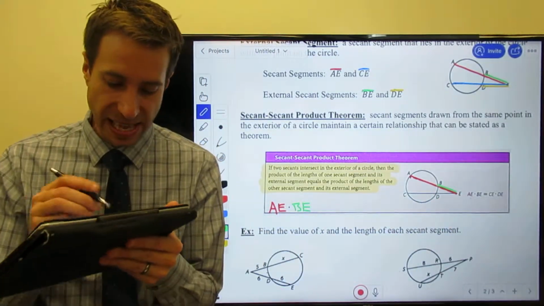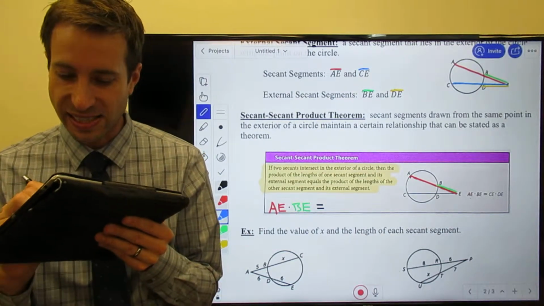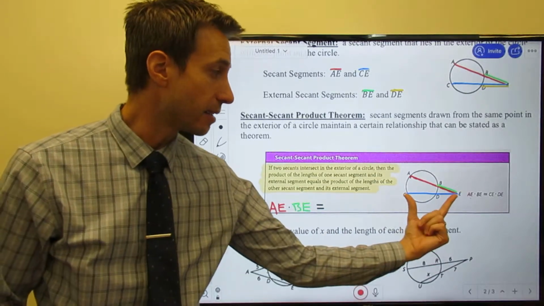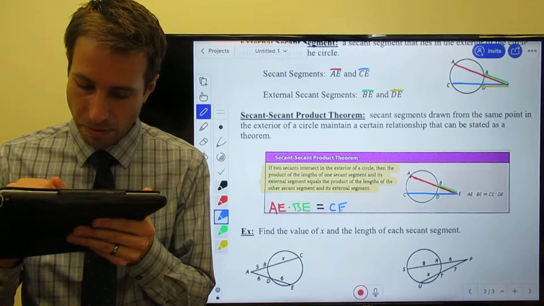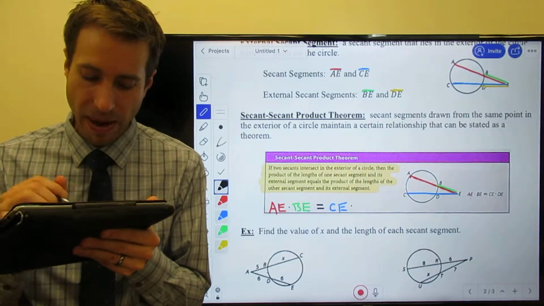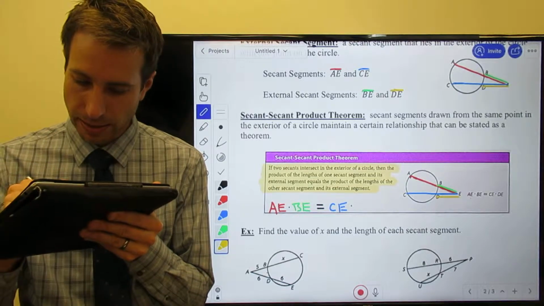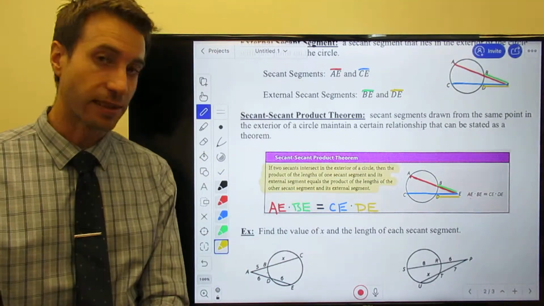The theorem says that must be equal to the entire secant segment CE multiplied by its external secant segment DE. That's it. That's the theorem.